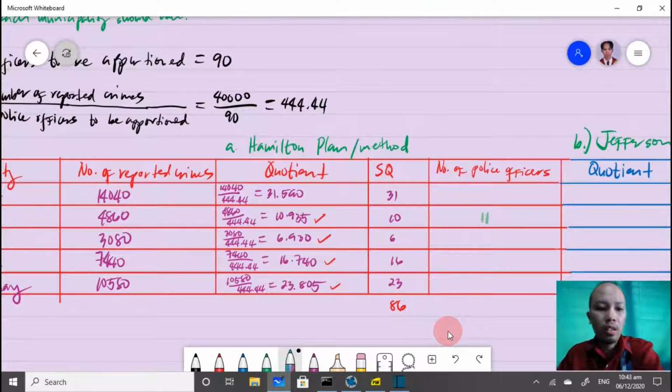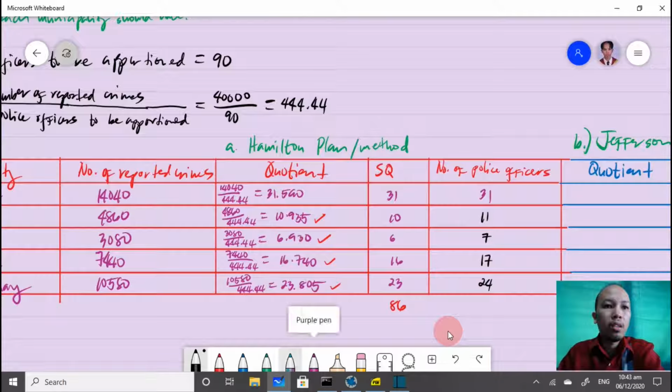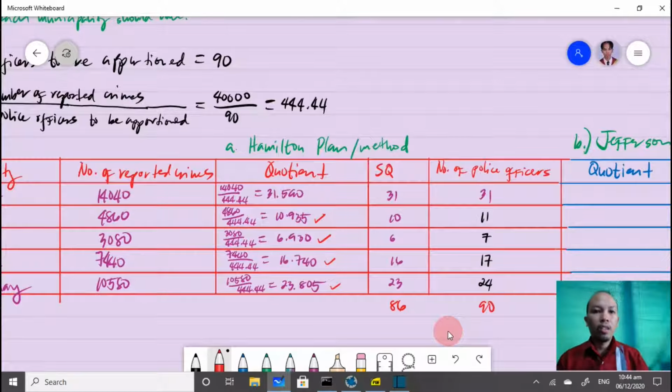Let's try this black color. We have 11, 7, 17, and 24, and this remains 31. So from here the total number is 90.